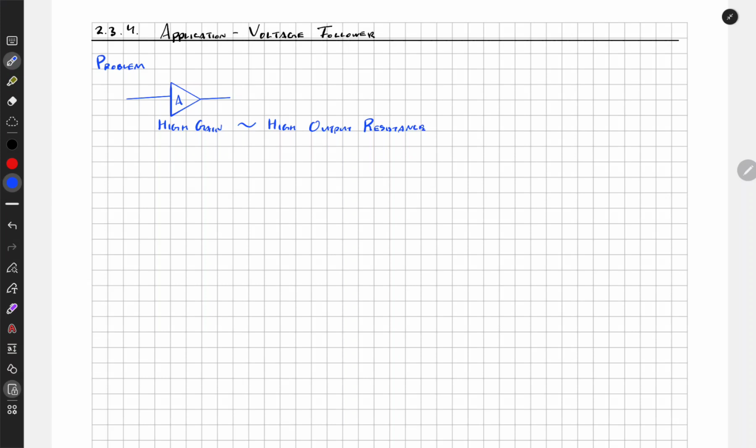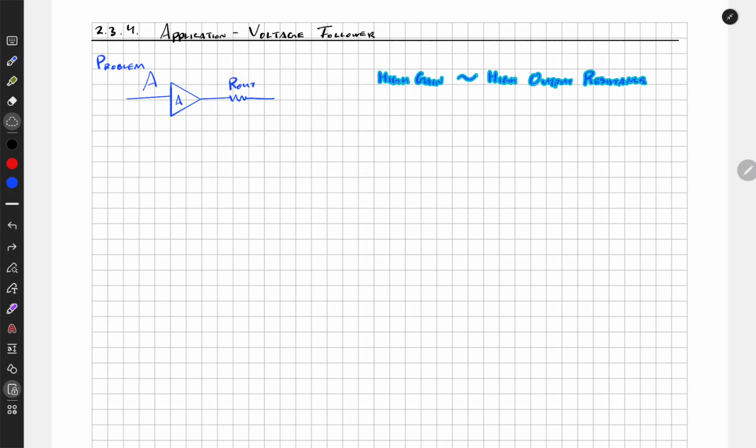What I mean by this is, let's say this amplifier here has very high gain A. A lot of times that comes with this consequence of this high output impedance here when you look in, measured from the output. And so why is this a problem?